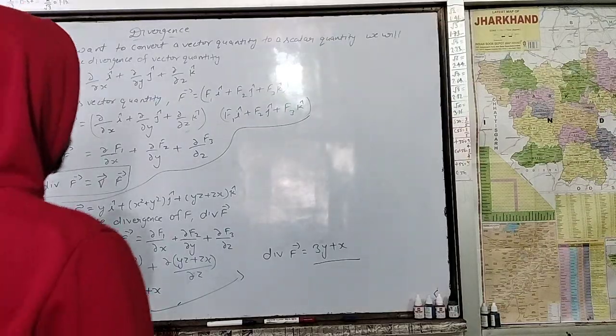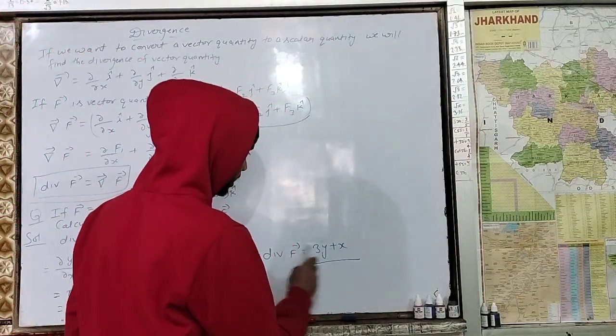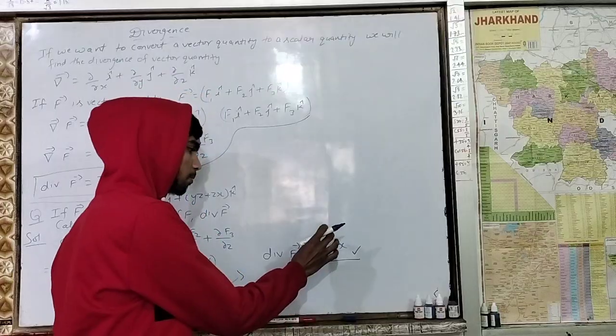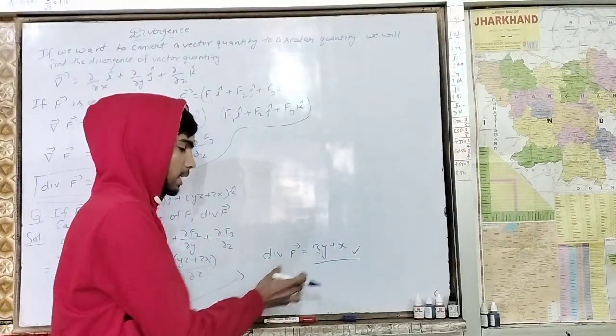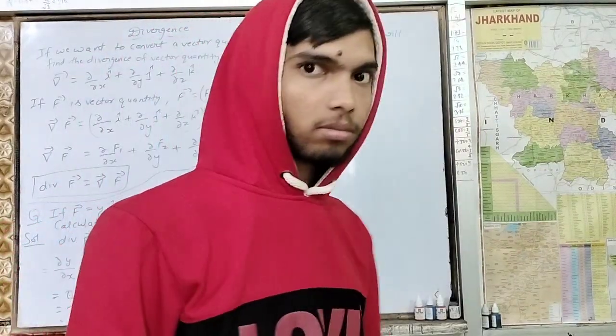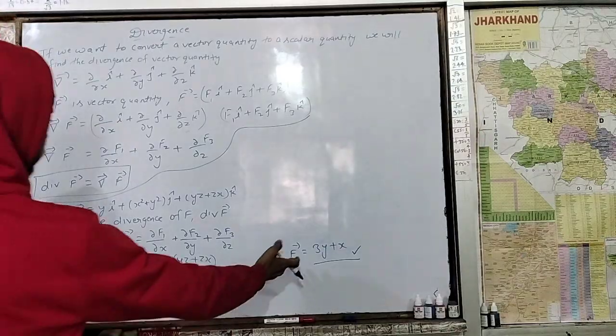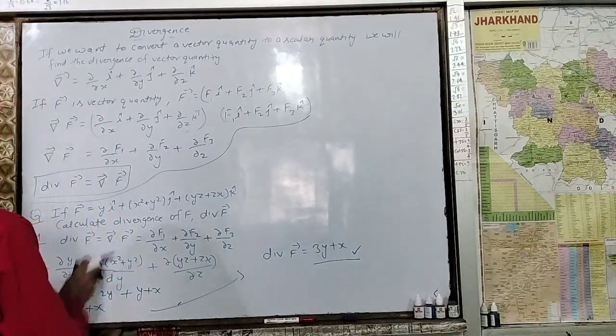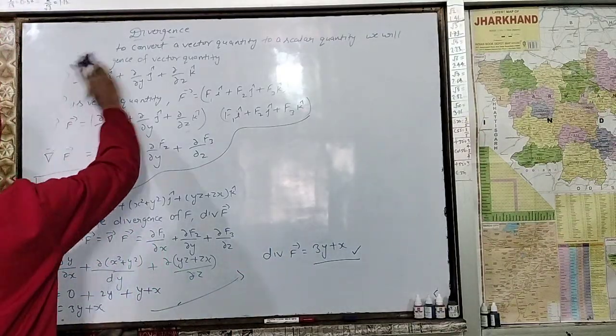Clear? What are you understanding by this number? You are understanding that this much is diverging. What is diverging? This f vector, this much. Okay, let's see the next question.